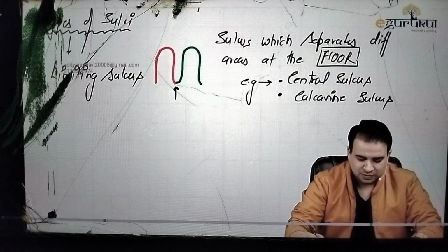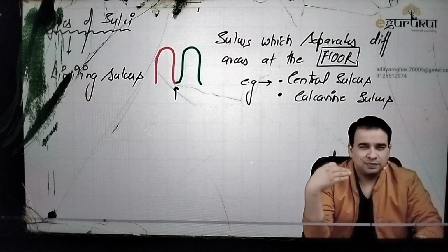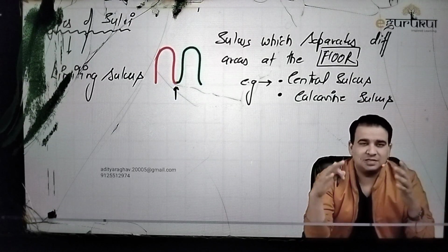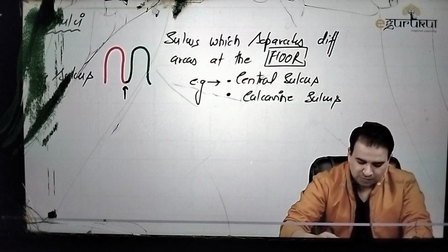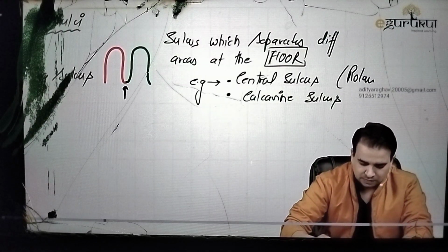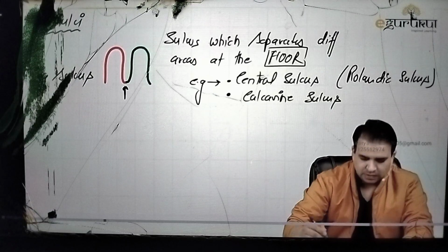The central sulcus, as we all know, separates the sensory and the motor cortex, and this separation is very much at the depth of the sulcus here. Please also remember that the central sulcus is also called the Rolandic sulcus.